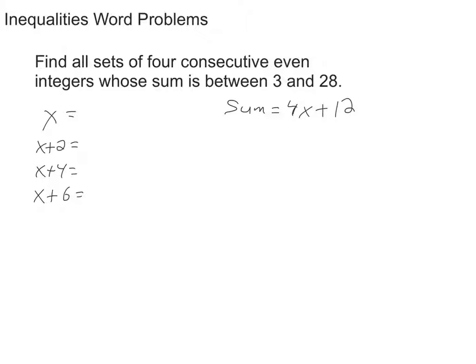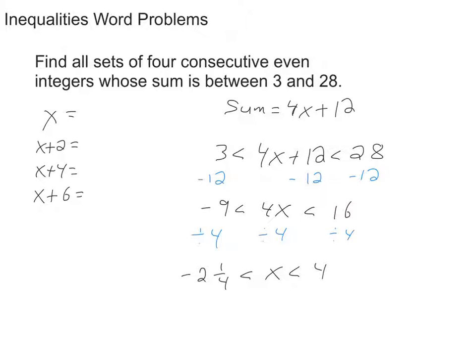And so since the sum is 4x plus 12 and the sum is between 3 and 28, I will put it in a sandwich type combined inequality. Between 3 and 28. Remember that between means not inclusive, so I don't include an or equal to. And now I just go and solve this inequality. And so when I solve, I get that x is between negative 2 and 1/4 and 4.